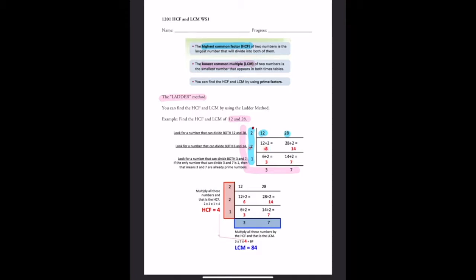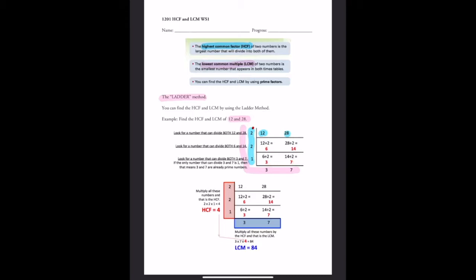6 divided by 2 is 3. 14 divided by 2 is 7. Now, from our lesson on prime numbers, we know that the only number that's a factor of both 3 and 7 would be 1. Because 3 is a prime number, its only factors are 1 and 3. 7 is another prime number. Its only factors are 1 and 7. So if the only common factor is 1, then we are done.